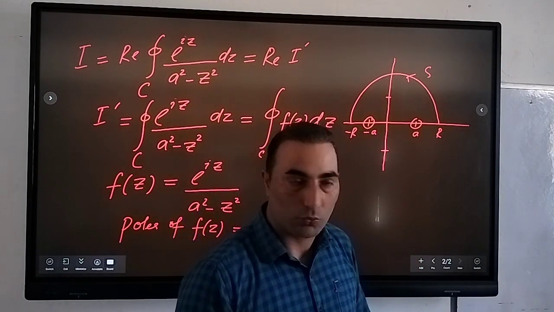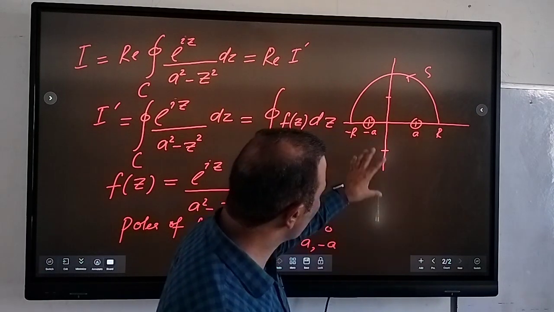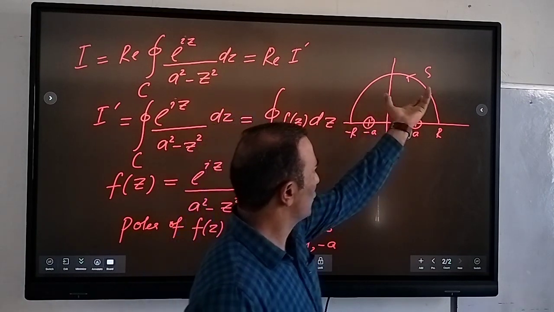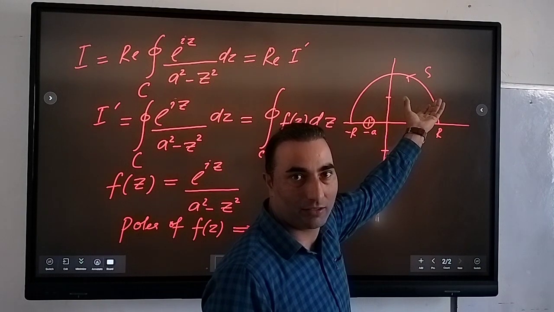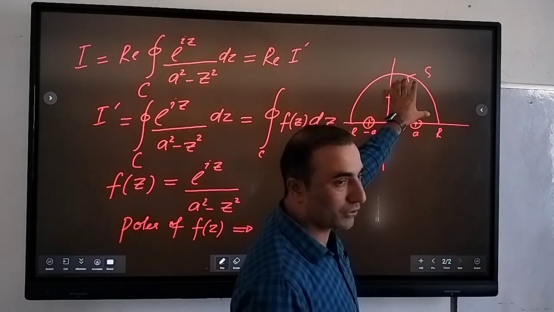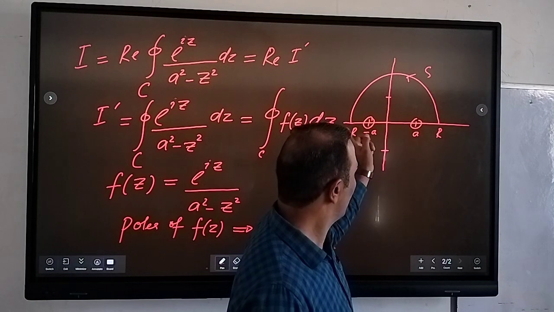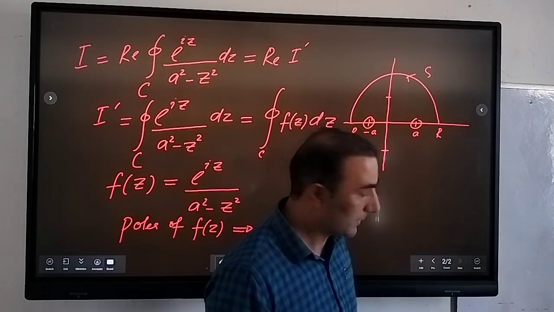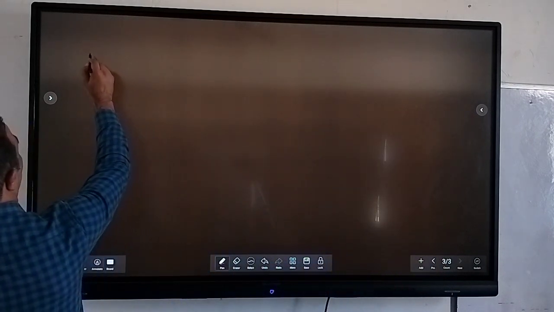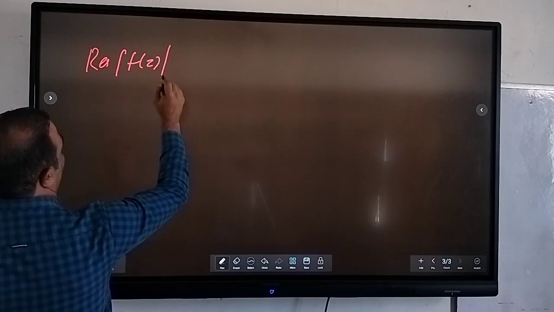We can compute the residue. So we can compute the residue at these two poles at z equal to a and z equal to minus a, right? So let's compute these for this function, because there is no pole which lies within or above this semicircle, right? So that means the contribution from this arc will be 0, right? So only the contribution will be from this line, the real axis which goes from minus r to plus r, right? So that means I can rewrite here. So I can write here the residue of this f of z at z equal to a.